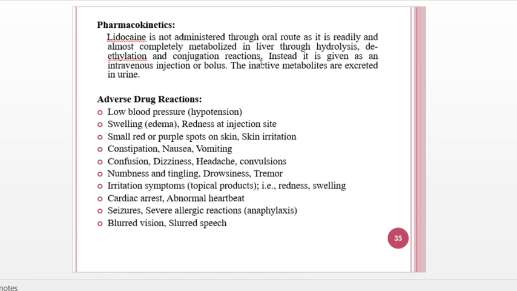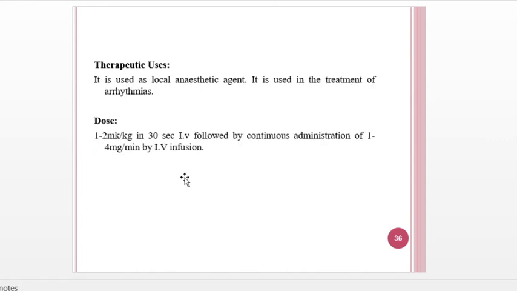Pharmacokinetics: it is completely metabolized in the liver by hydrolysis. De-ethylation and conjugation reactions may also happen, and these are the important adverse reactions. Therapeutic use is the treatment of arrhythmias.